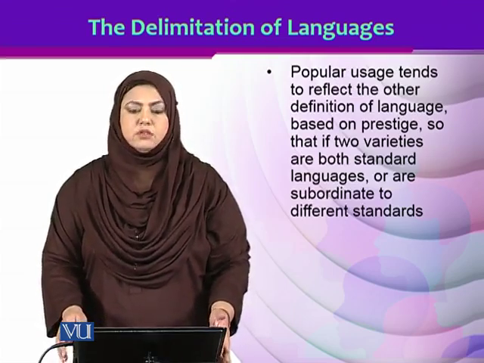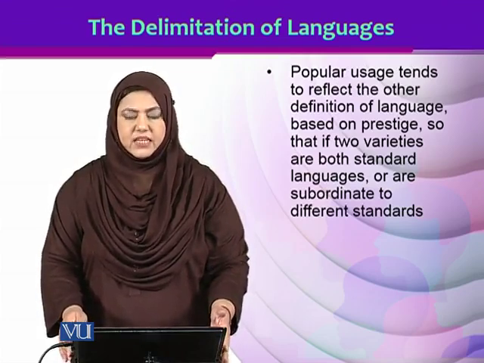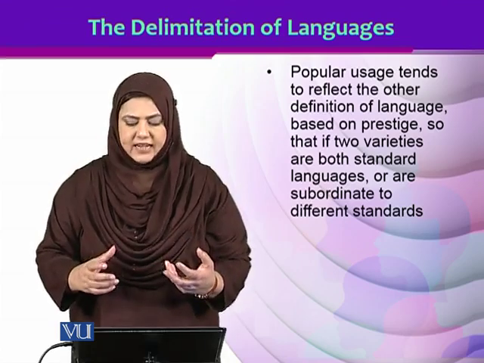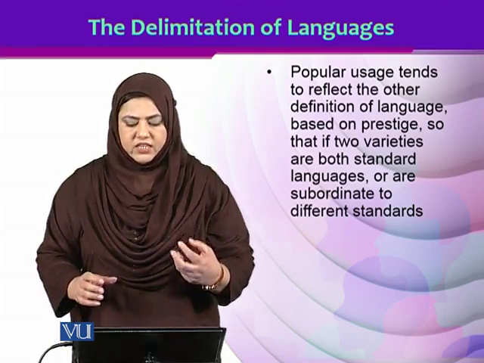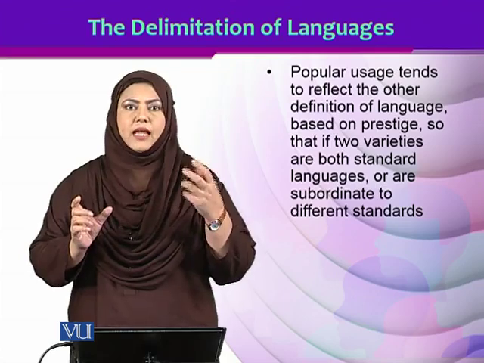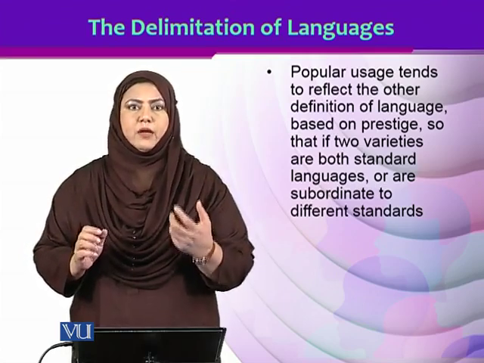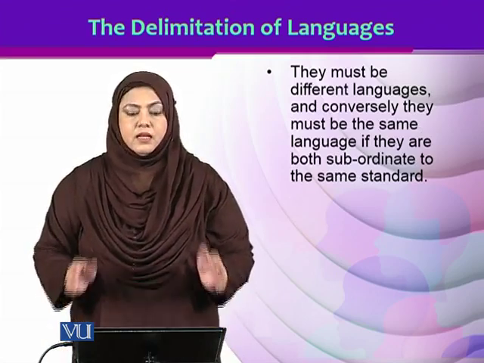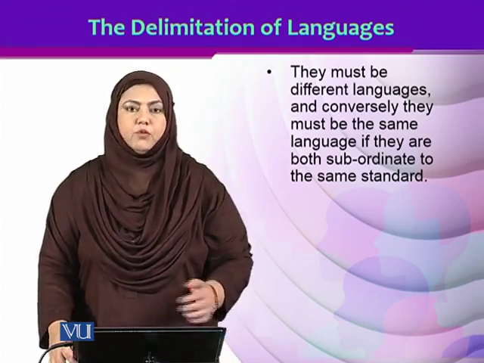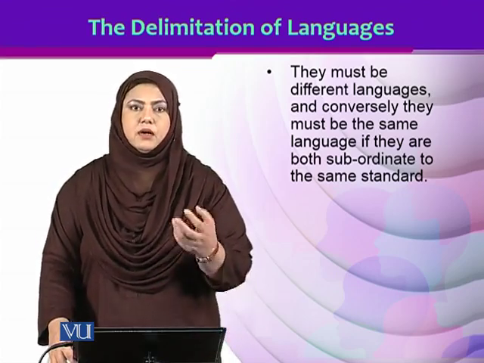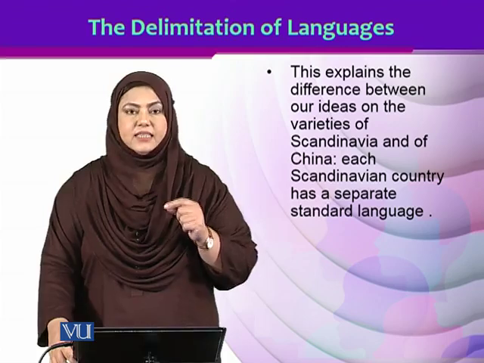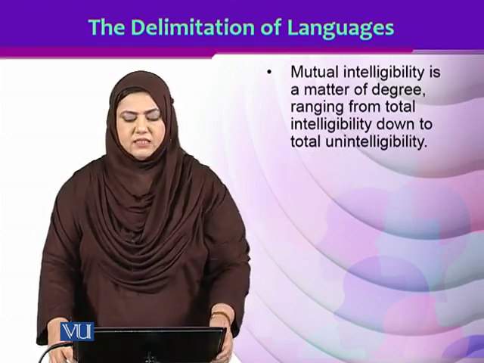Popular usage tends to reflect the other definition of language, that is based on prestige. So, if there are two varieties, both of the standard language, and they are subordinate to different standards, then we would call them separate languages, or being part of one language respectively. They must be different languages, and conversely, they must be the same language if they are both subordinate to the same standard language. This explains the difference between the ideas of the Scandinavian and Chinese varieties.